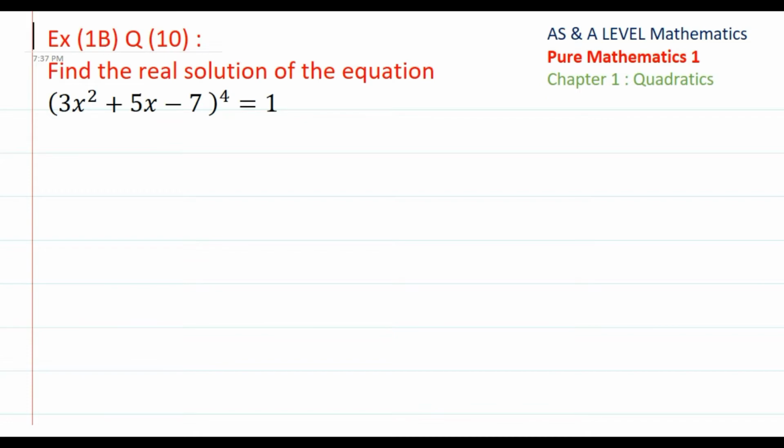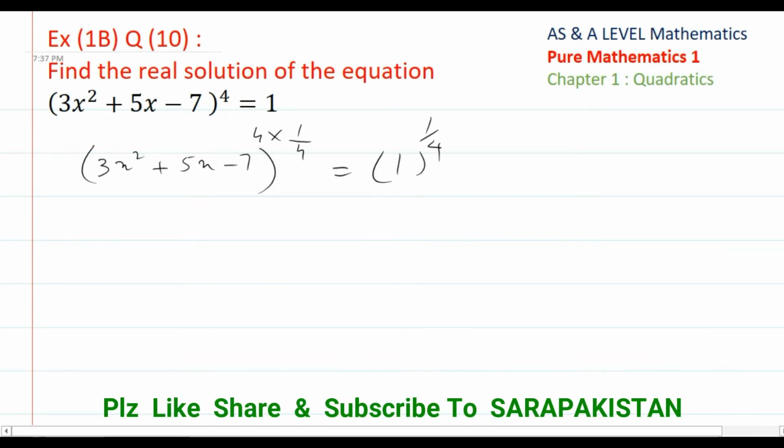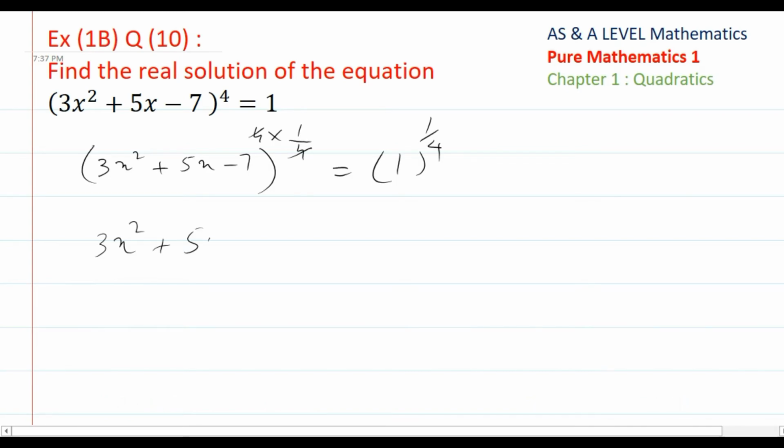To solve this equation, we will simply take the power one over 4 on both sides, and you are left with 3x square plus 5x minus 7 equal to 1 power 1 over 4, which is 1.